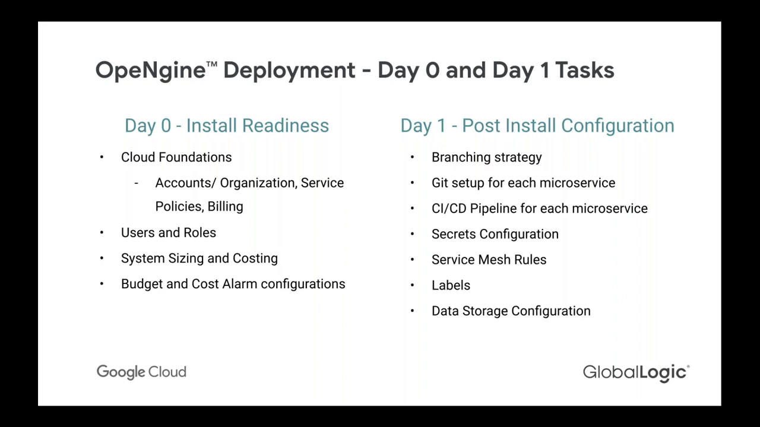So we have a CI/CD pipeline for each microservice. We have service mesh rules and configuration for secrets management, and we are flexible in terms of branching strategy. In this case, we can support different approaches which are more familiar to the team and already adopted at the customer.